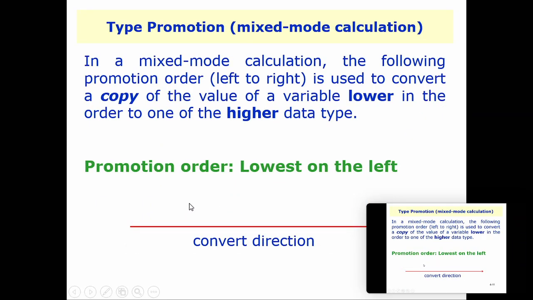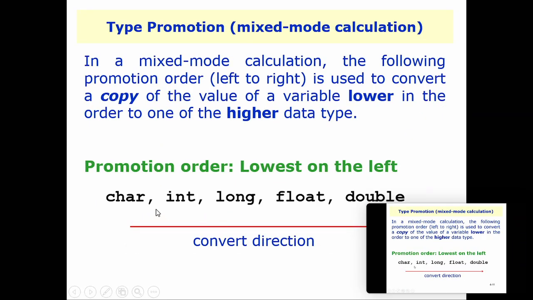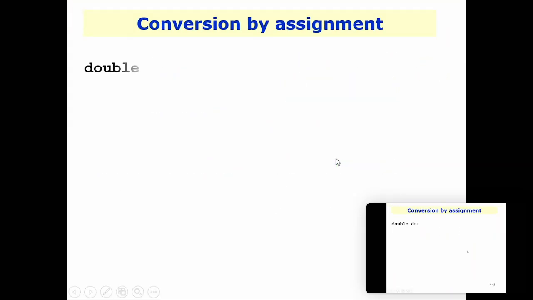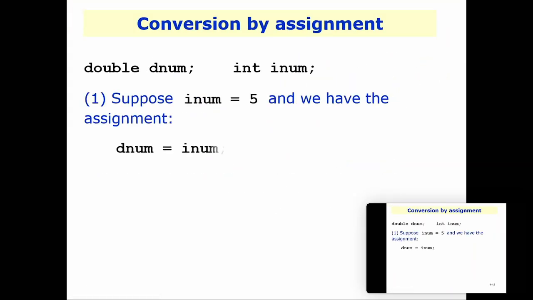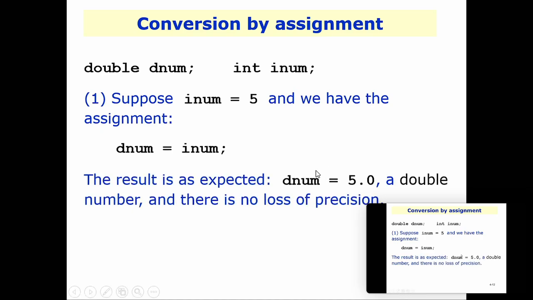So this promotion has an order right here. Okay, when you have an operation between character and double, character becomes double. When you have an operation of float type and double type, then float is promoted to double. Actually, you won't see much difference though.